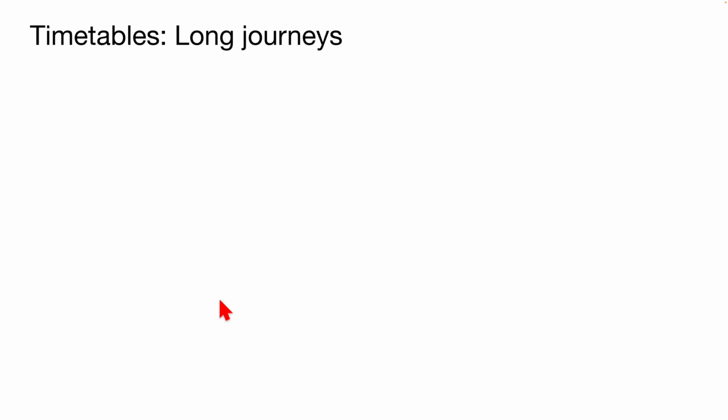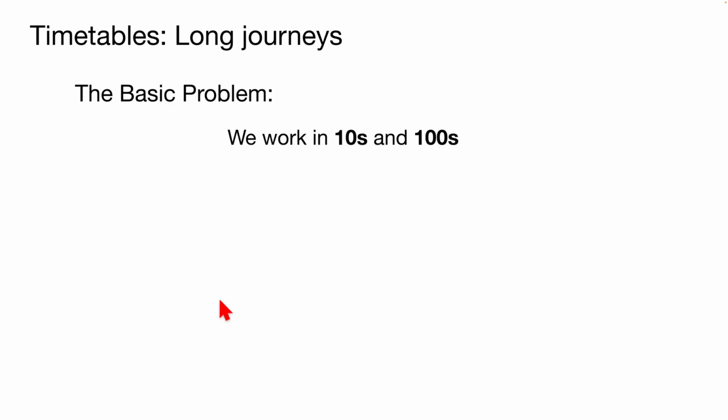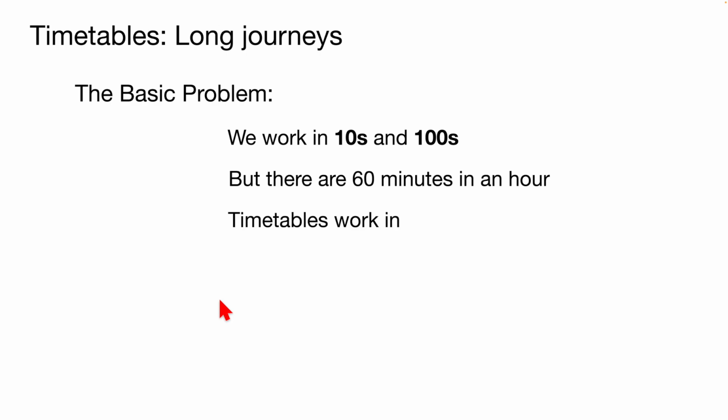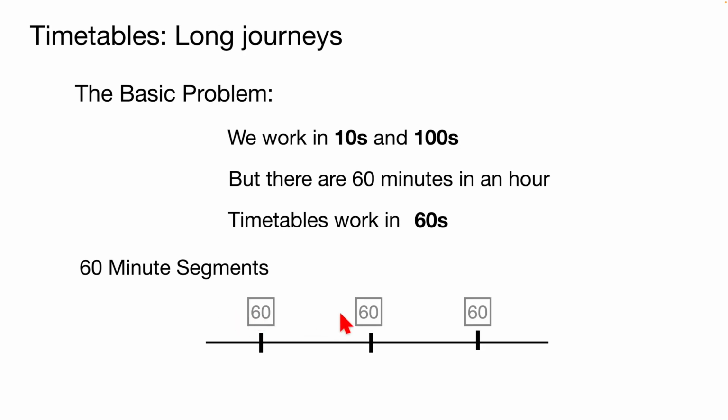Now, long journeys, this is where the misery starts. The basic problem is that we work in tens and hundreds, but there are only 60 minutes in an hour, so timetables work in 60s. And the solution is to think about 60s. Think about 60-minute segments, 60, 60, 60, which are, of course, hours.